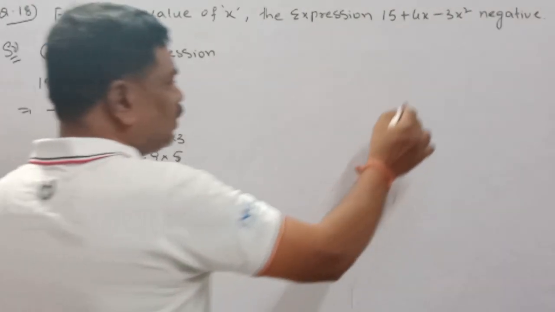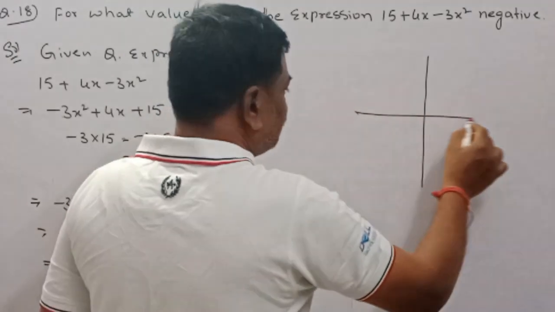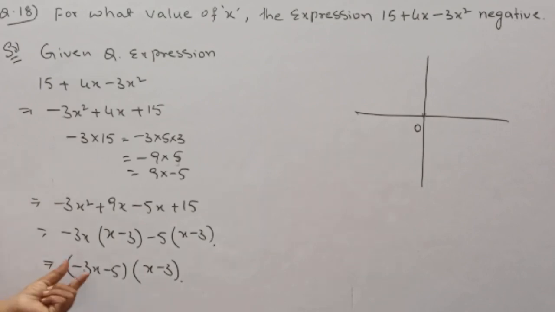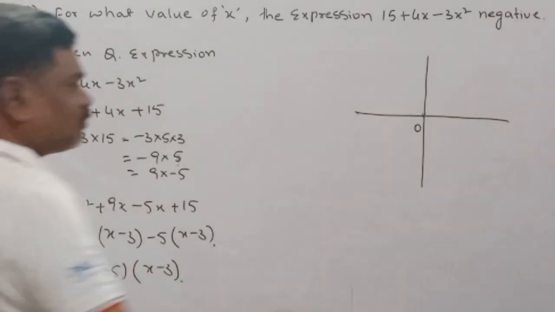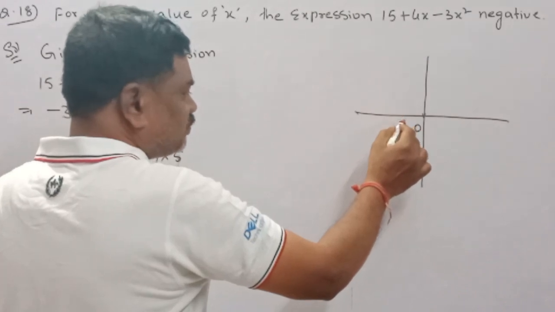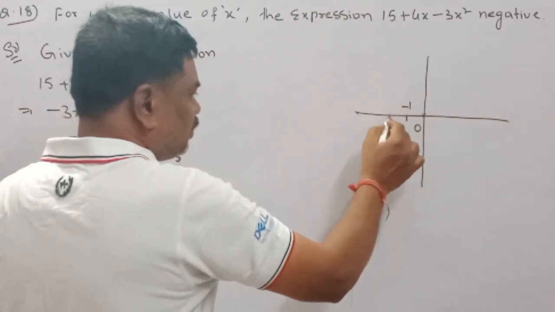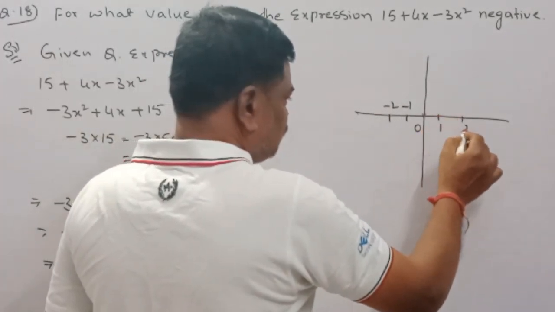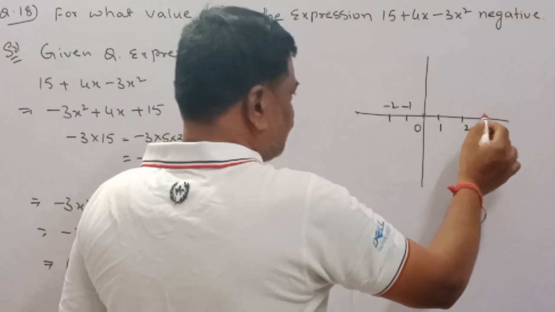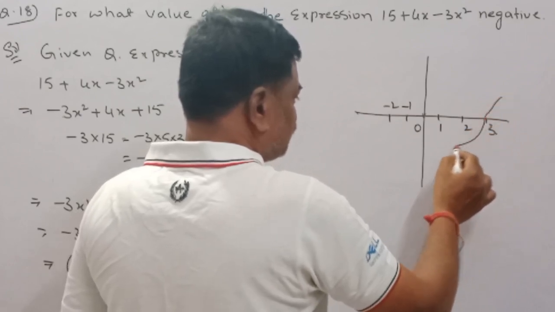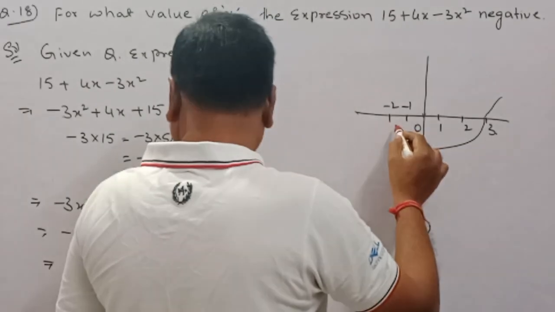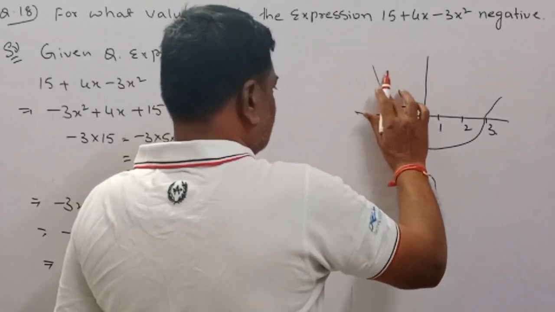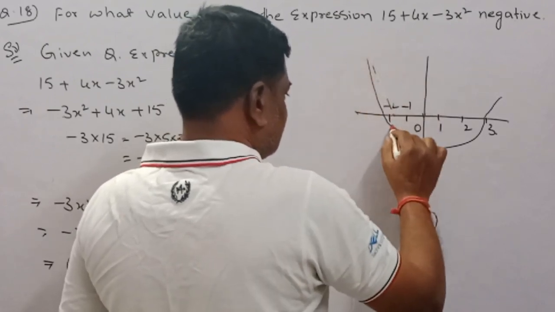Let us take the number line here. So here x is equal to minus 5 by 3. This is minus 5 by 3, more than minus 2 and less than minus 1. And x is equal to 3: 1, 2, 3. Here you see minus 5 by 3, you can write it like this.